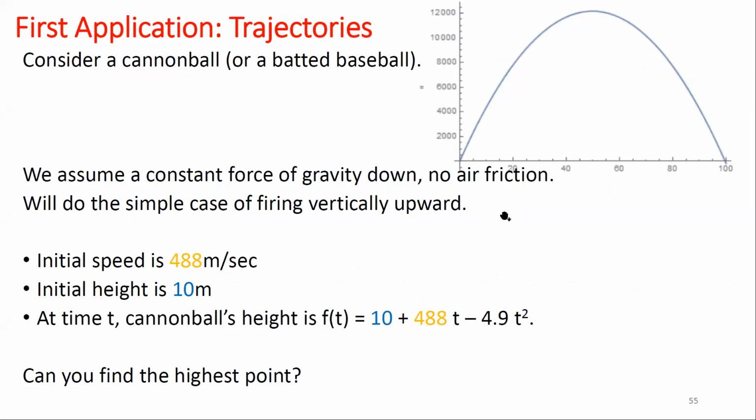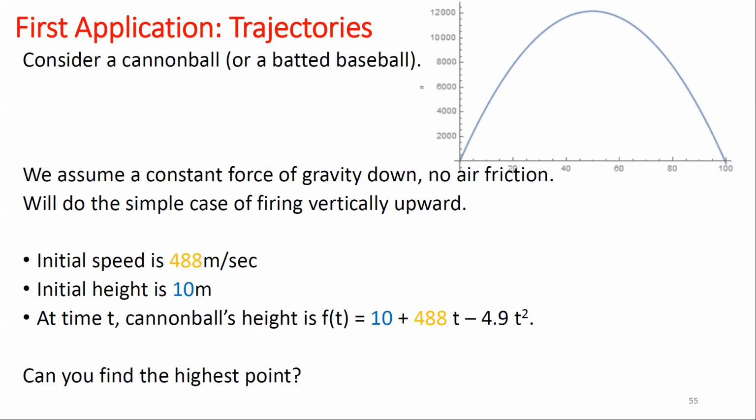So let's consider a simple case. Again, constant force of gravity, no air friction, and we are going to fire straight up. Now, should we be firing a cannonball straight up or a baseball? A baseball. If you fire a cannonball straight up and it comes back down, this is not good. Even if you catch it, it's not good. Whereas a baseball is not so bad. Yeah, it'll hurt. All right. It will hurt.